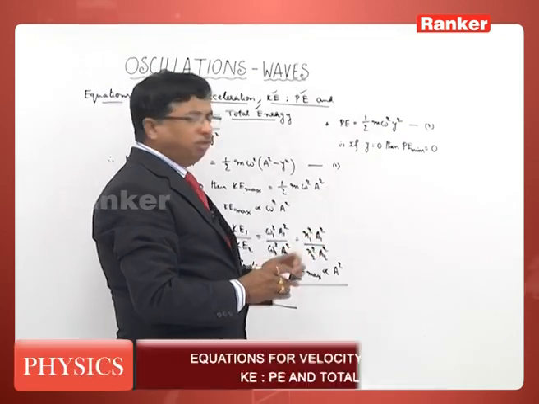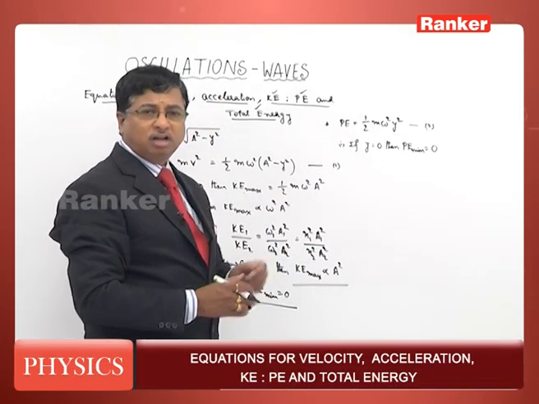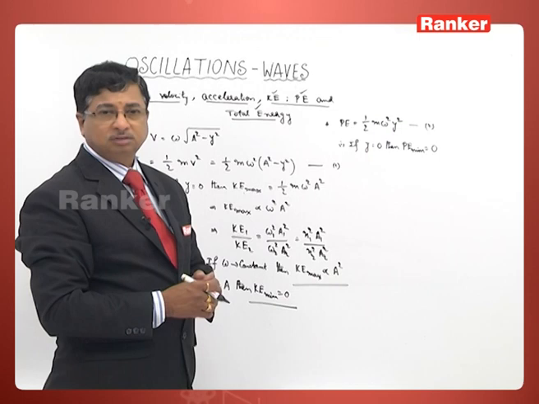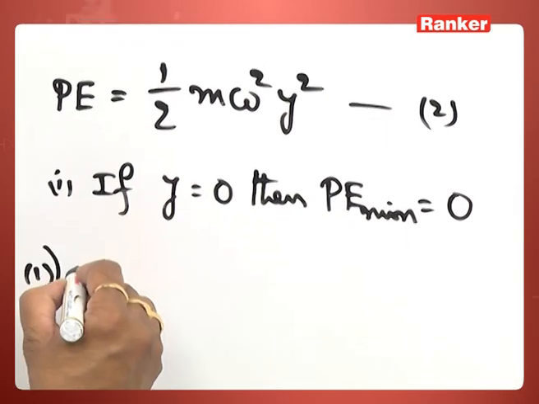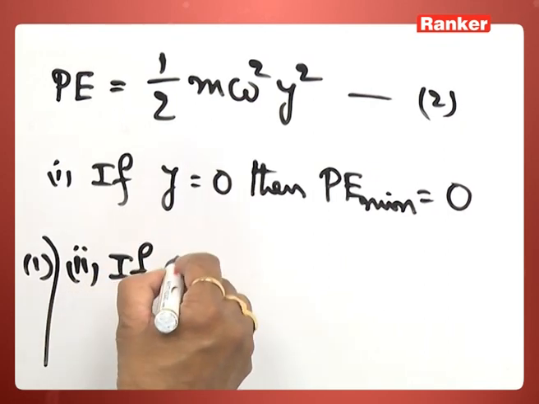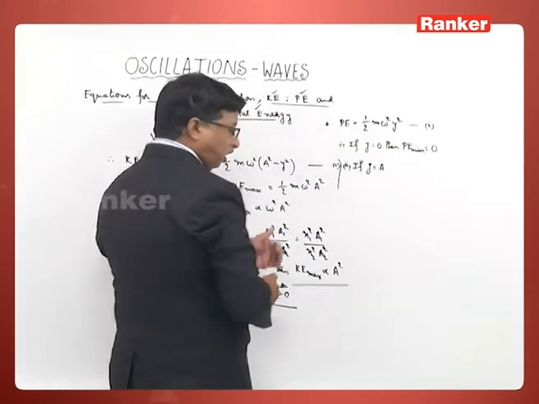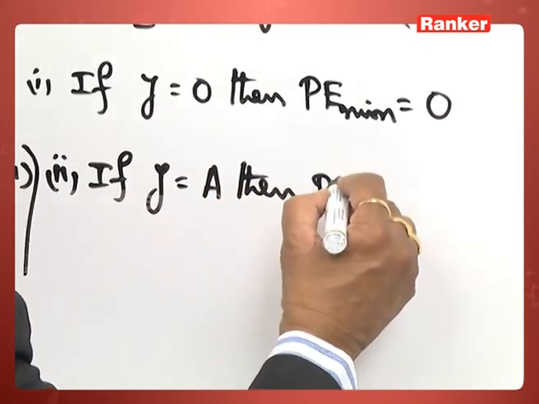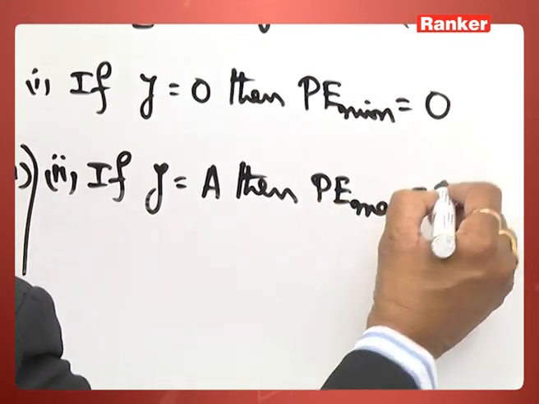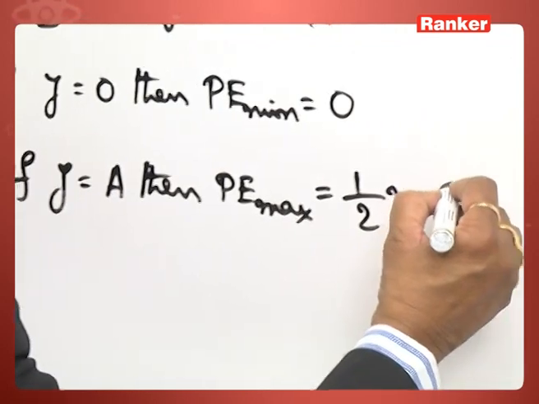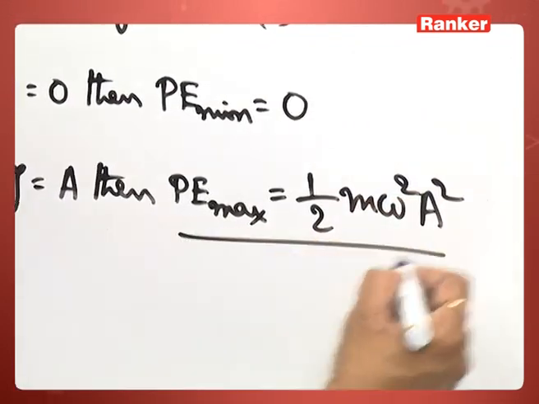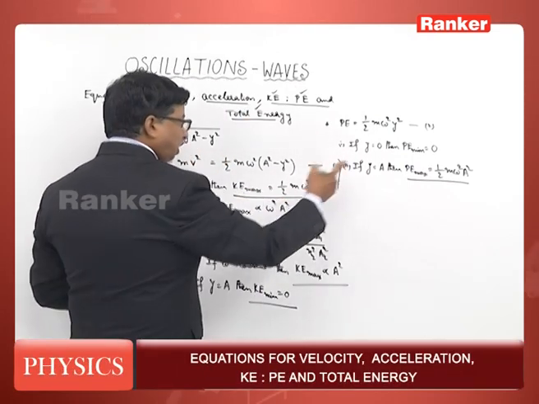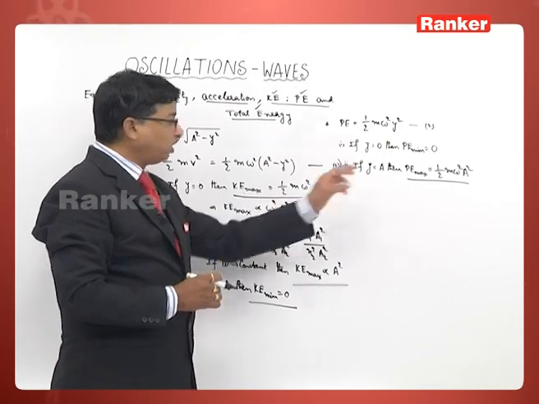What do you mean by potential energy 0 there? One can definitely understand the total energy will be only in the form of kinetic energy. And once again the second condition, if y becomes a, that is at the extreme position, then we can say the potential energy is going to be maximum, and the formula is half m omega square a square. Look at that equation and this equation. This is kinetic energy maximum, that is potential energy maximum. Look at these two and compare them.